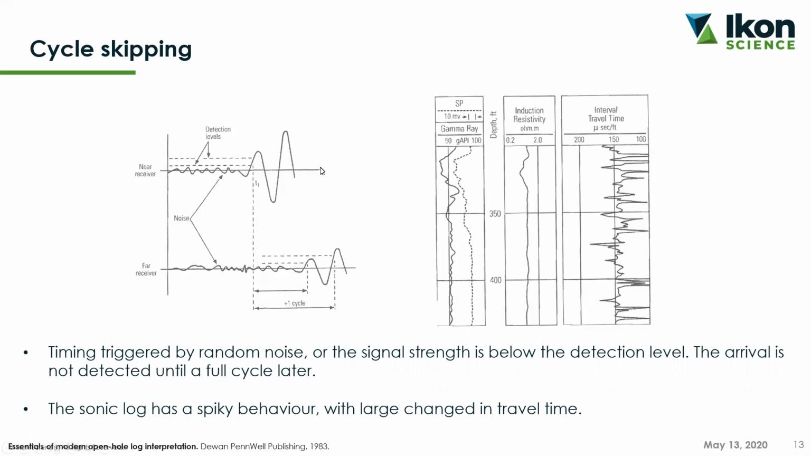So the way that we can identify this is, again, let's take a look at the sonic track that I have here. If you see this continuous spike like we have in the shallow section, and then again in the deeper section, these are indications of cycle skipping.